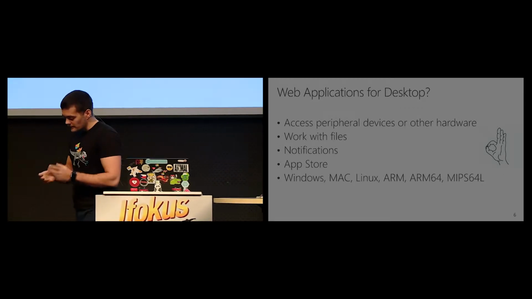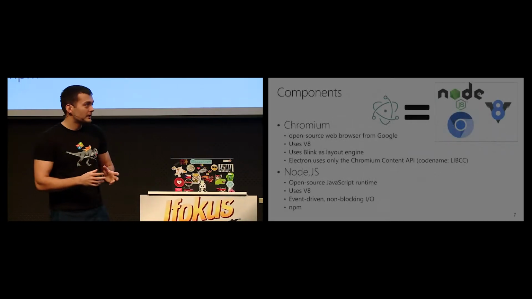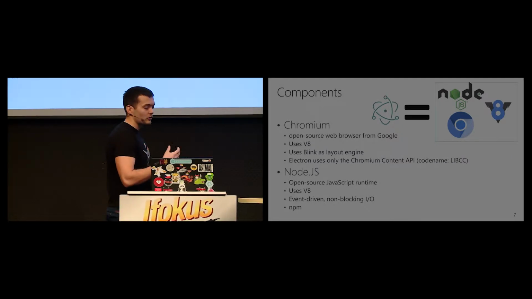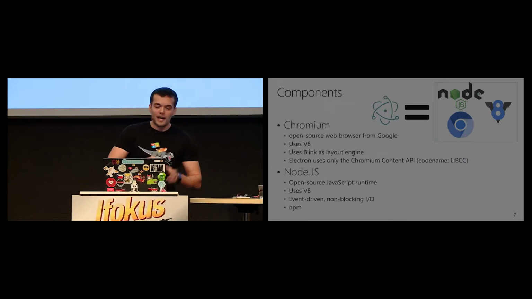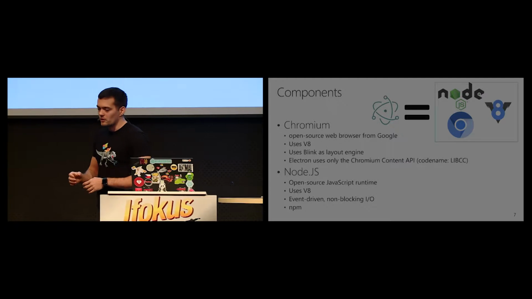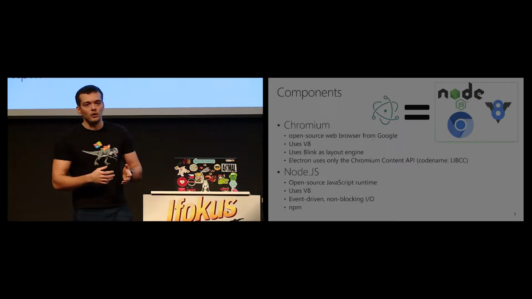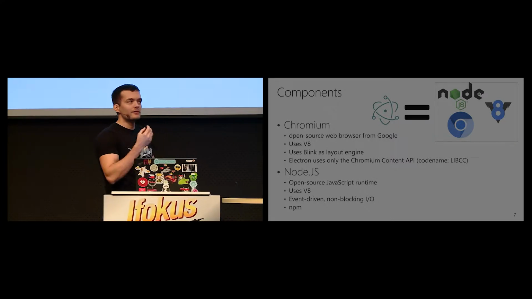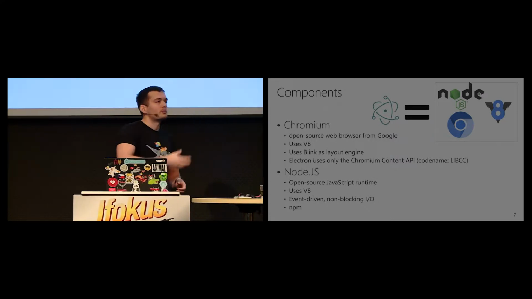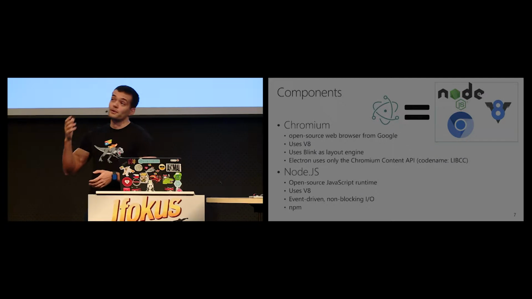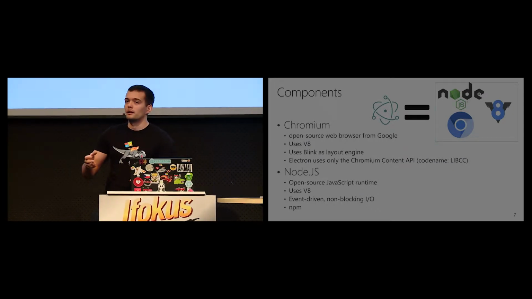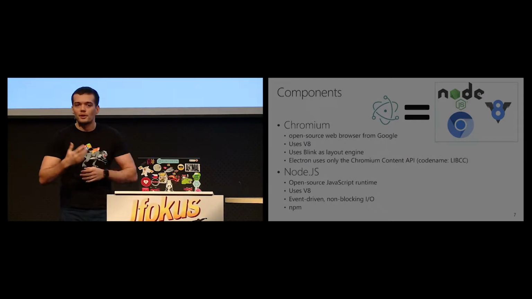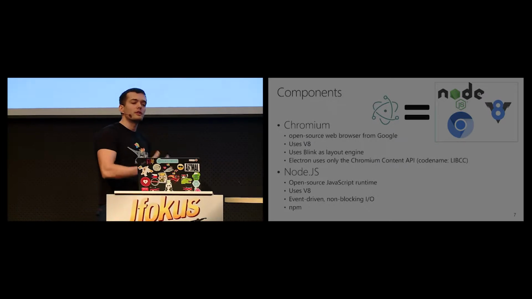The components, a little bit of how Electron is structured. You have two main components, Chromium and Node.js. You might get scared when you hear about Chromium, but as everyone knows, it's the open source browser from Google. It uses V8 as the interpreter for JavaScript. It uses Blink for the layout engine, and these things are always up to date. They give you new features.